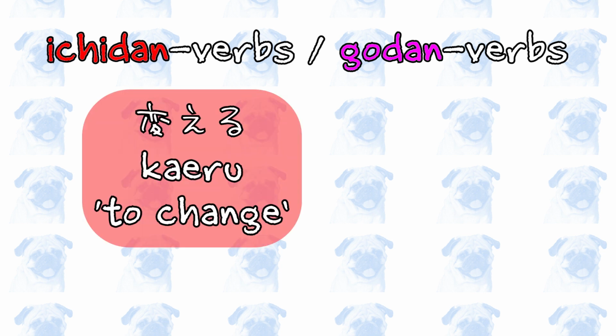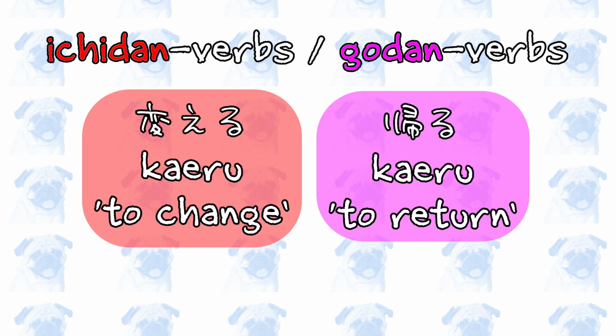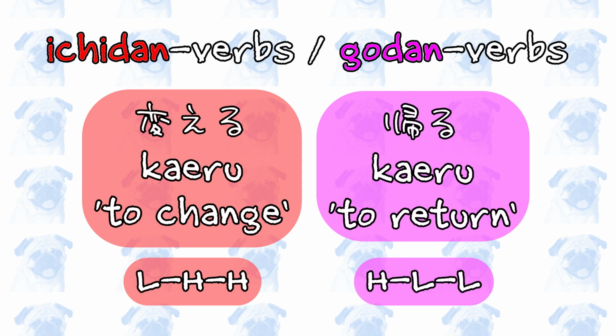For example, the verb kaeru, to change, and kaeru, to return, sound very similar. The only difference in pronunciation is that the former has a low, high, high pitch accent, whereas the latter has a high, low, low pitch accent. I'll repeat the two a few times so you can tune into the difference. Kaeru, kaeru, kaeru, kaeru.